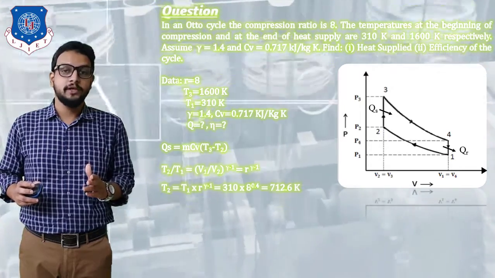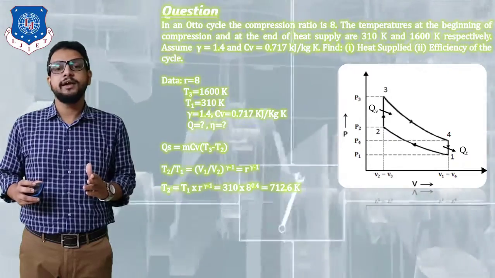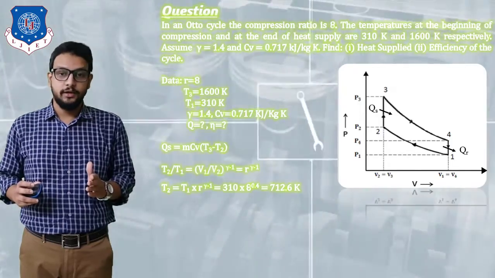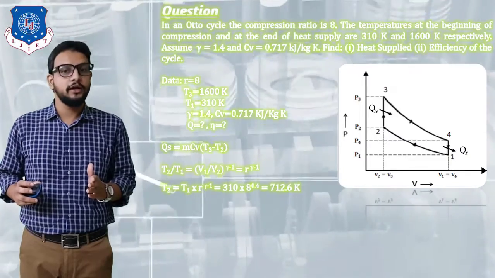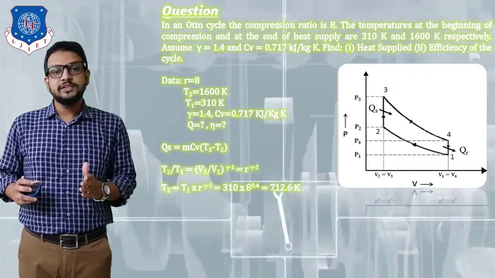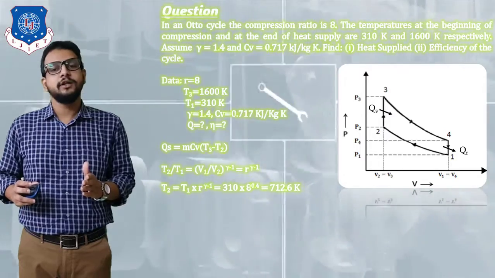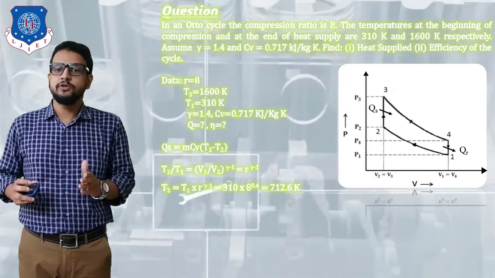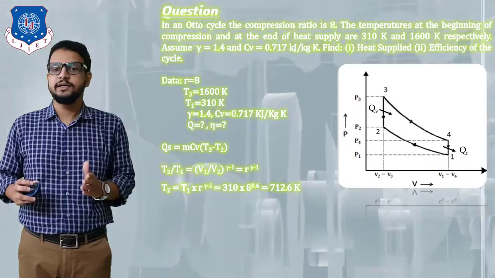So how can we determine it? We know that by using the TV relation for the adiabatic process, T2 by T1 is equal to (V1 by V2) raised to gamma minus 1. But V1 by V2 is our compression ratio, so replacing it by small r, it is equal to r raised to gamma minus 1. Now from this equation we can determine T2 by making T2 the subject, so T2 is equal to T1 times r raised to gamma minus 1. In this equation T1, r and gamma are known. Substituting the values, we get T2 equal to 712.6 Kelvin.